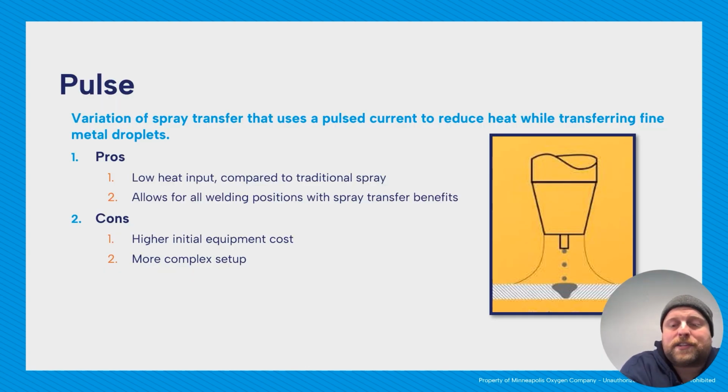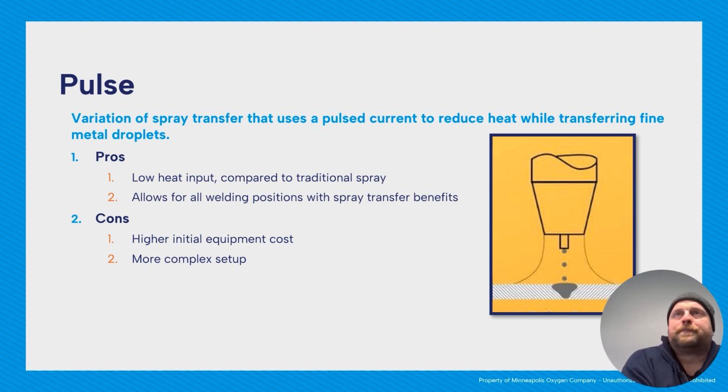All right, and the last one is going to be pulse. So pulse is a variation of spray. What you're doing is you're actually turning the electrical current on and off. And what that does is it helps to reduce heat and allows you to do spray out of position, so not just in the flat or in the horizontal. So some pros: lower heat input, especially compared to traditional spray, and it allows for those welding positions I talked about. With cons: higher initial equipment cost and more complex setup.